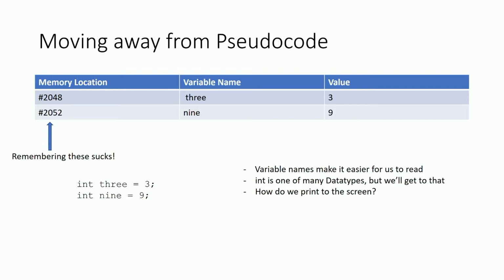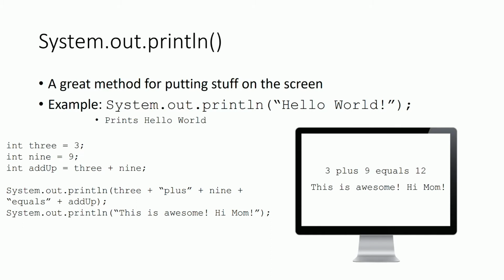So now that we have our two variables, 3 and 9, we want to print those to the screen. We want to do some stuff. So we're going to introduce something called a method, and this method is known as system.out.println.